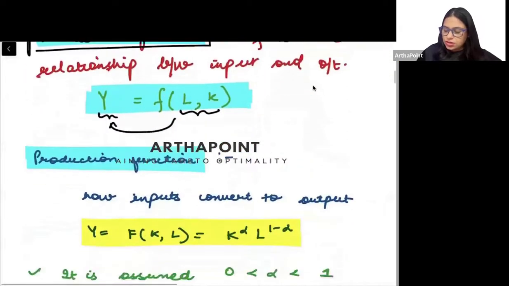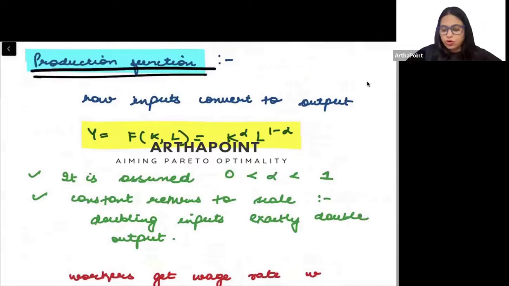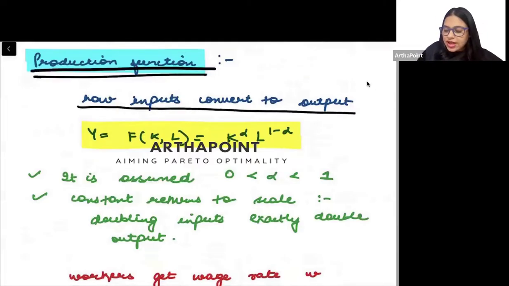ओके, नाउ लेट्स टॉक अबाउट द प्रोडक्शन फंक्शन. सो एज आई टोल्ड यू, व्हाट इज प्रोडक्शन फंक्शन? हाउ इनपुट्स आर कन्वर्टेड इनटू आउटपुट, कैसे हमने इनपुट्स को आउटपुट में कन्वर्ट किया, उसी को हम प्रोडक्शन फंक्शन बोलते हैं. दैट इज कॉल्ड एज प्रोडक्शन फंक्शन.